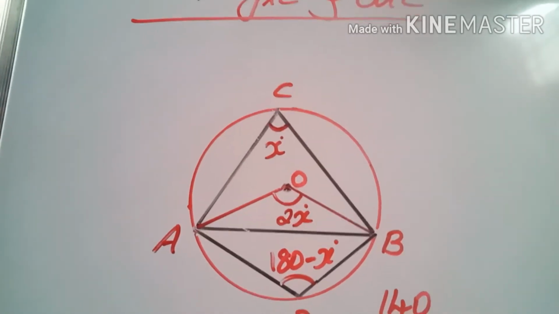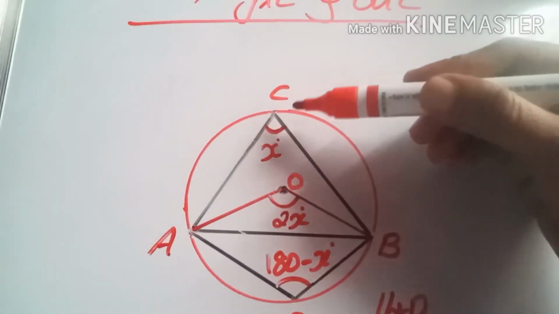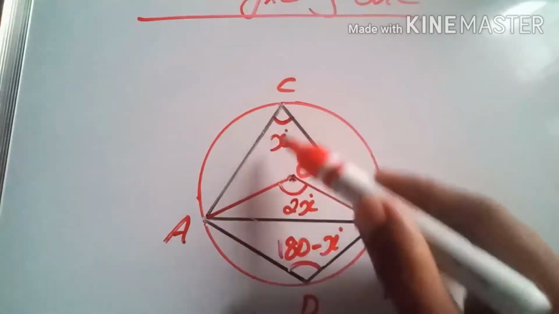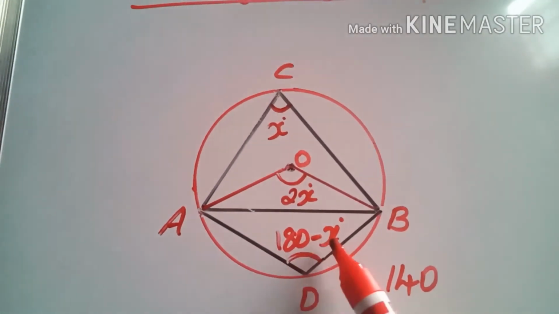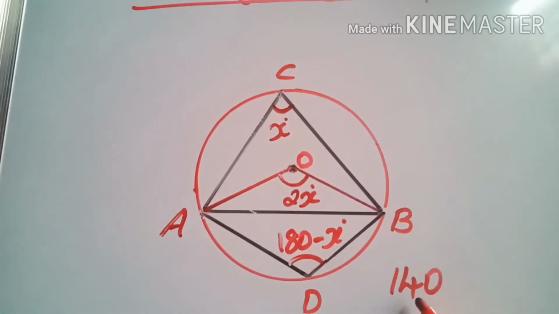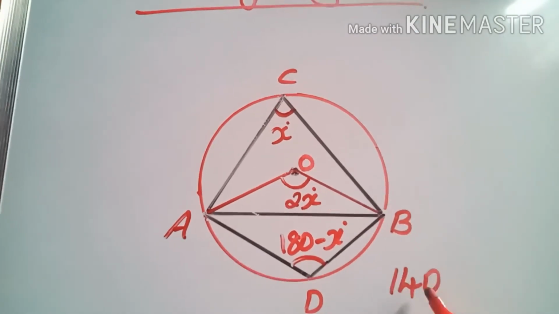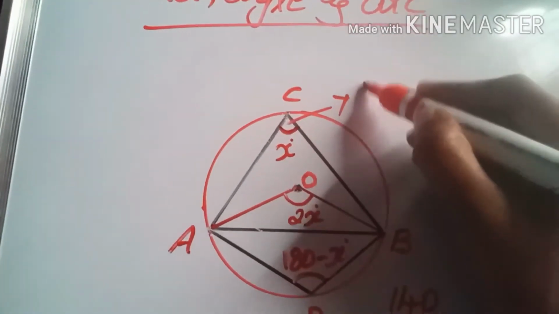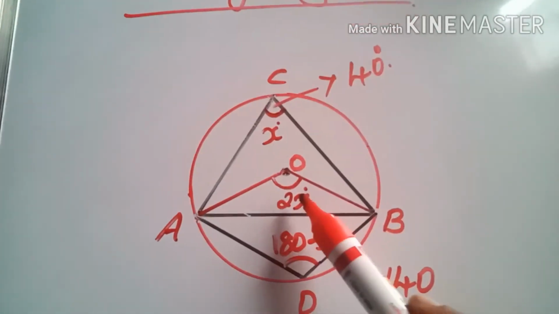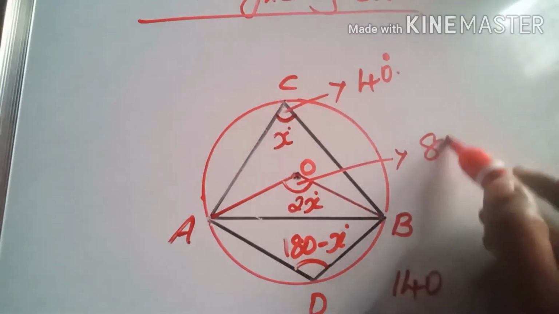How will we find it? 140 degrees here means it's the alternate angle. Alternate angle means just the opposite angle, that is 180 minus 140. The sum of these two is 180, so if this is x, this will be 180 minus x. Here 140 degrees is given, so this will be 180 minus 140, that is 40 degrees. If this is 40, what will this angle be? It's double, so 40 into 2, this will be 80.